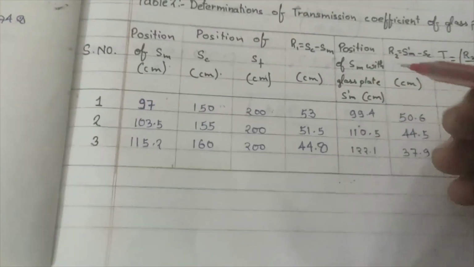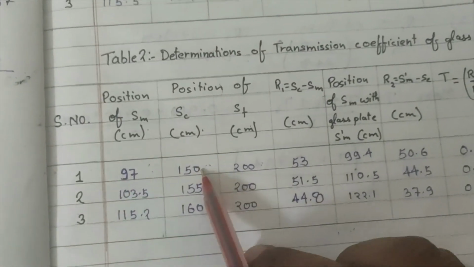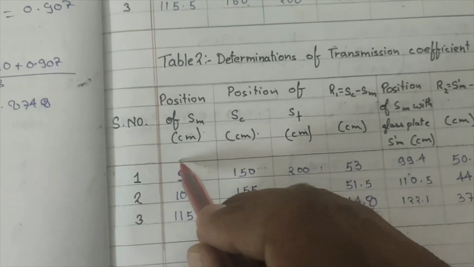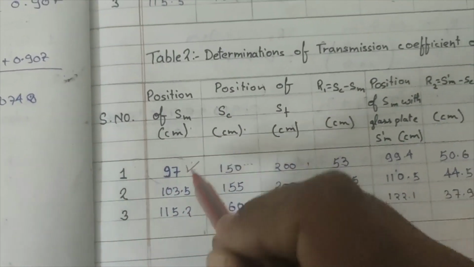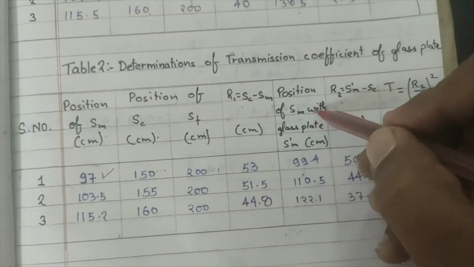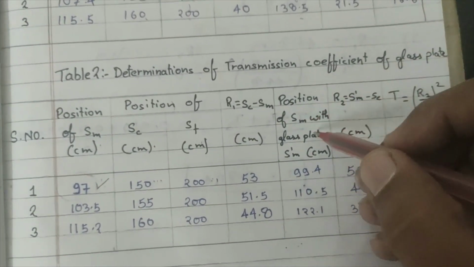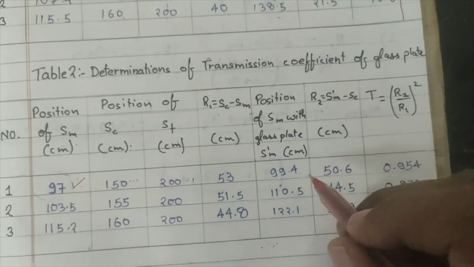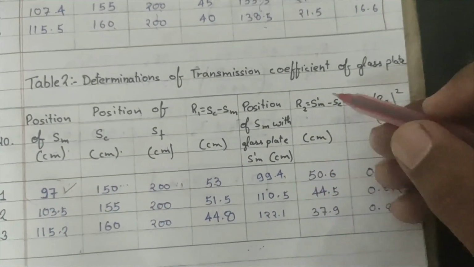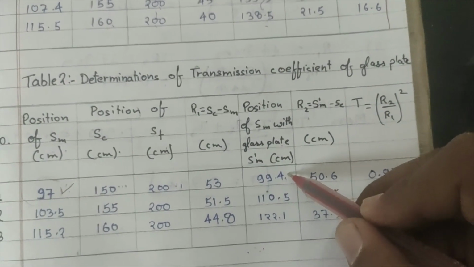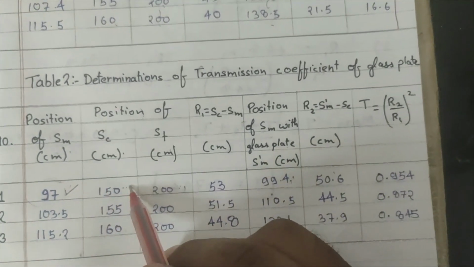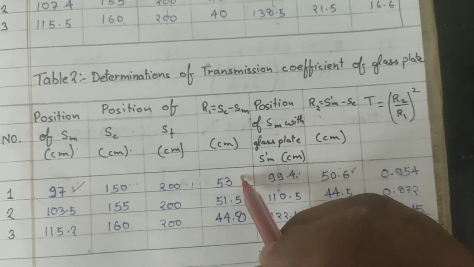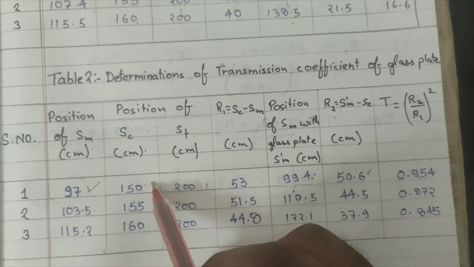So in the table now, this is for the first part: SF is fixed, SC is fixed, and by moving the movable source, we find the position, which is 97. Then the position of the SM, the movable source, when I put the glass plate on it, is SM prime. Earlier it was 97, now it is 99.4. So this SM prime minus the screen gives you the R2, okay, and R1 is simply the distance between the SC and the SM.